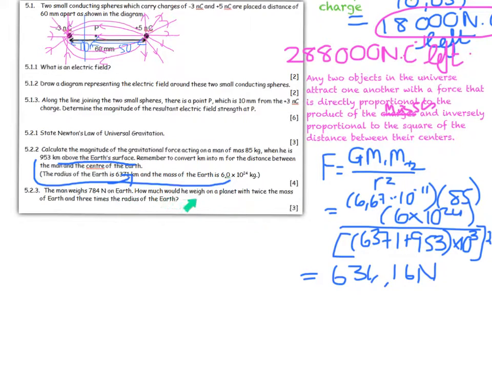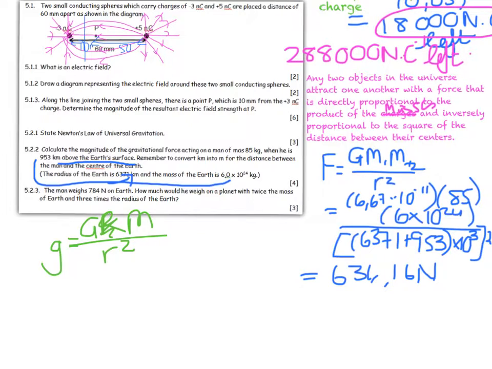The man weighs 784 newtons on Earth. How much would he weigh on a planet with twice the mass of Earth and 3 times the radius of Earth? Remember that gravitational acceleration and therefore weight and therefore the force of attraction is all going to be proportional to the mass of the planet over r squared.